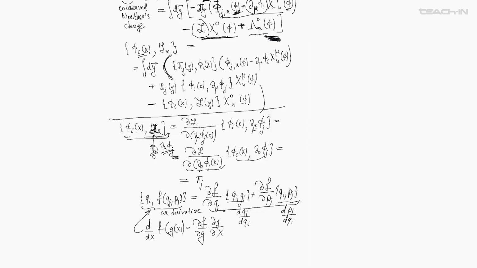You differentiate the function with respect to its argument, and then you take a Poisson bracket of this variable qi with the argument of this function. And the same is here: since there is also dependence on pj, you differentiate the function with respect to pj, and then you take a Poisson bracket of qi with the argument of this function. So this is, if you wish, an implementation of the Leibniz rule.